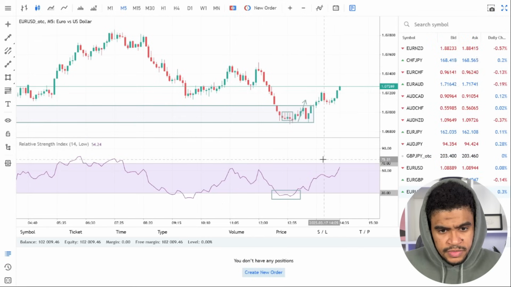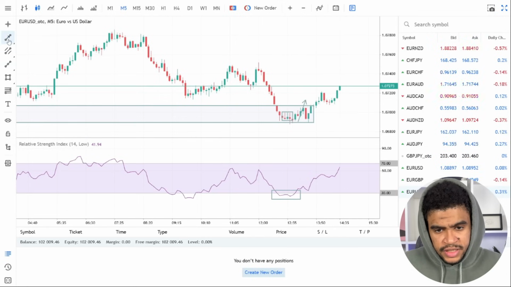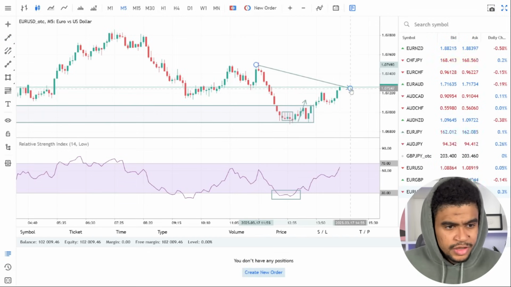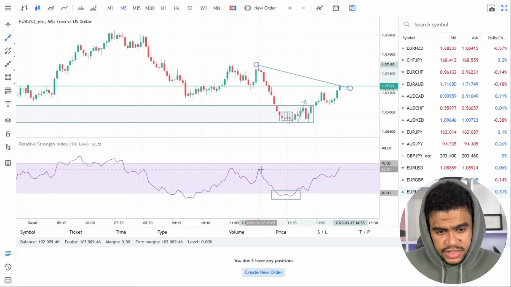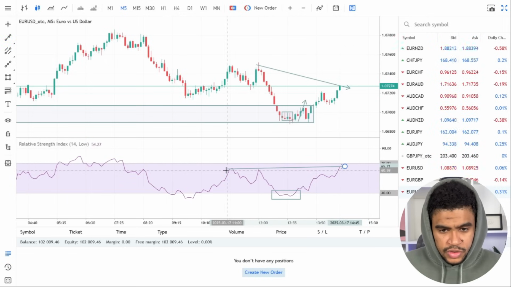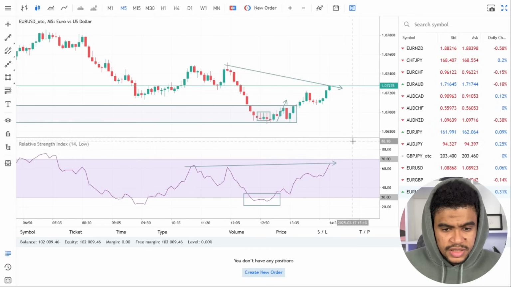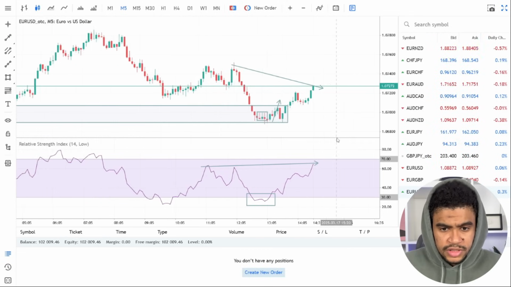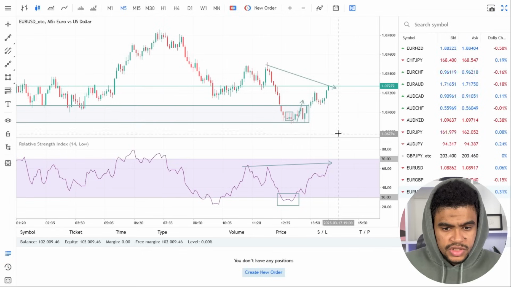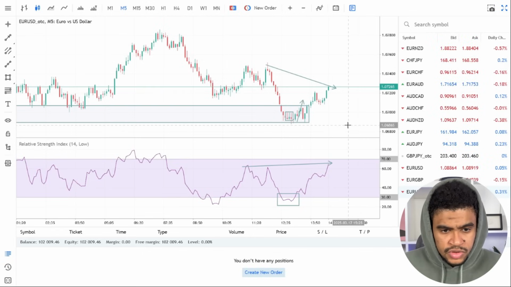We can see some divergence happening here. As you can see, we have a descending trend line appearing. But when it comes to RSI, we see that there's a more ascending movement. So that is a sign that the price is probably going to start dropping down. So that's what we are paying attention to.